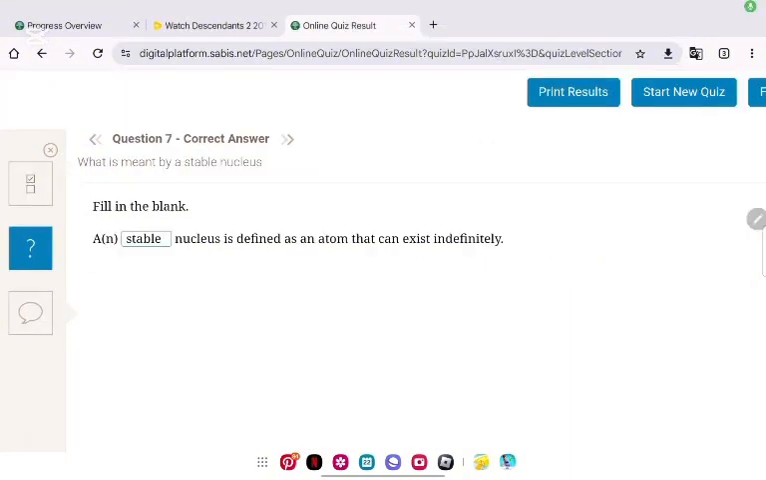Okay, in this question, they want the definition of a stable nucleus. So first, what is the meaning of stable nucleus? From the name, it doesn't break apart, it's stable. Okay, and what they mean by it can exist indefinitely, that means the atom stays the same and it doesn't change into another element. So yeah, just memorize it. Most of this quiz is memorizing anyway.